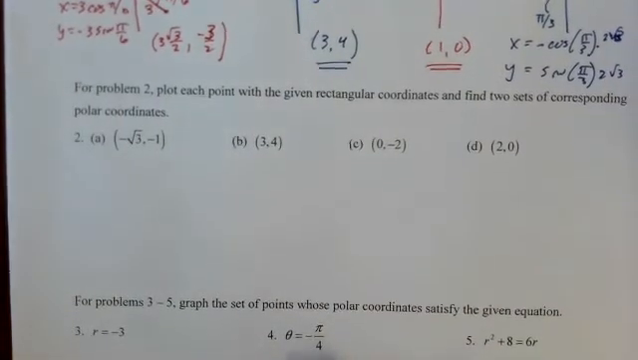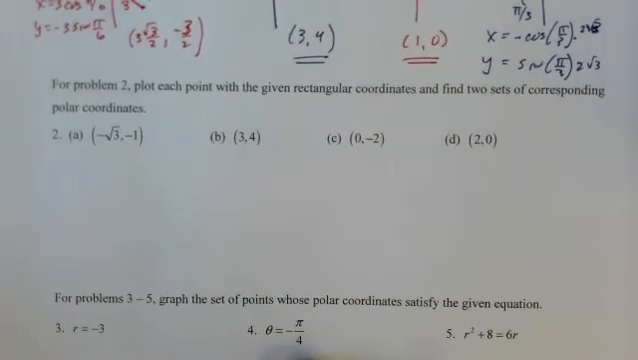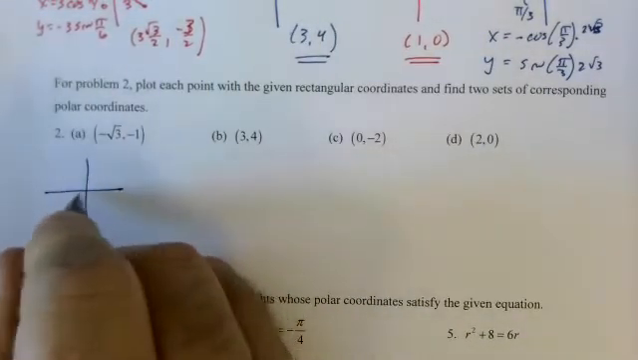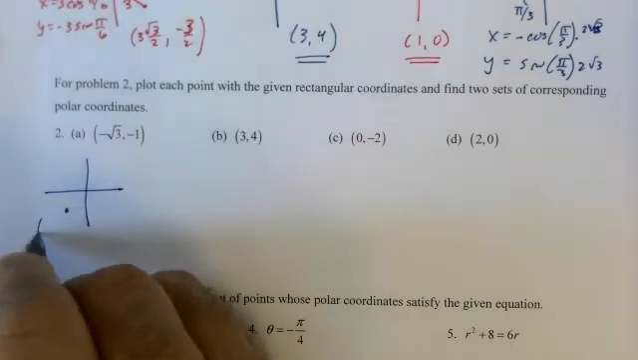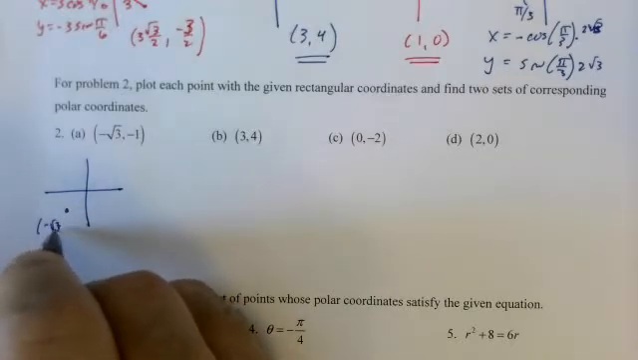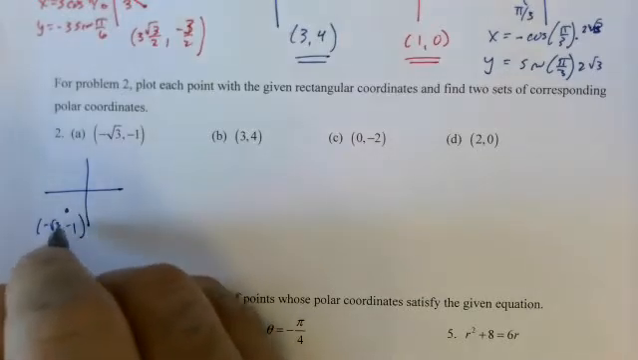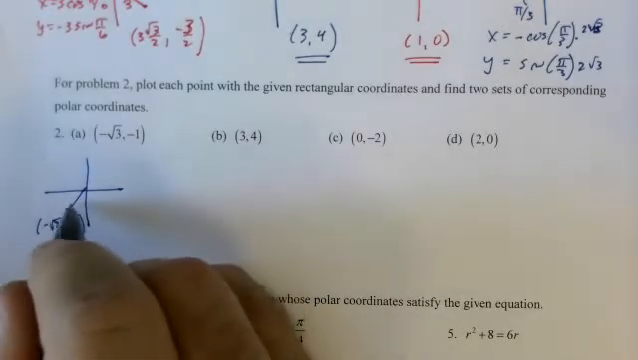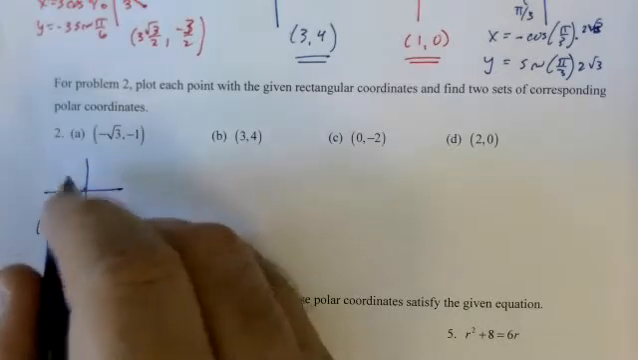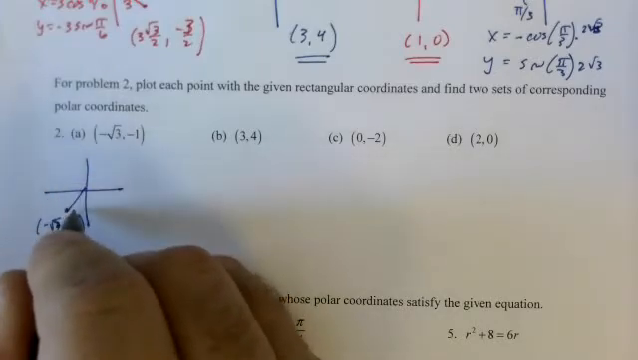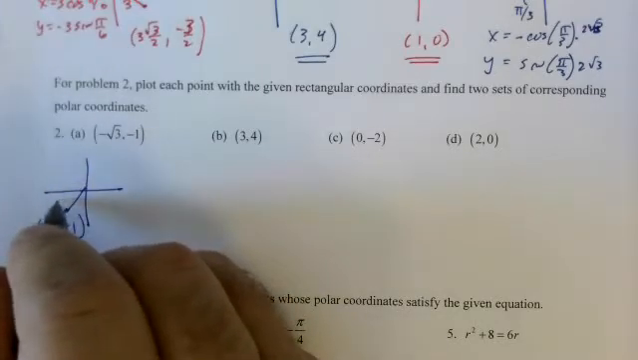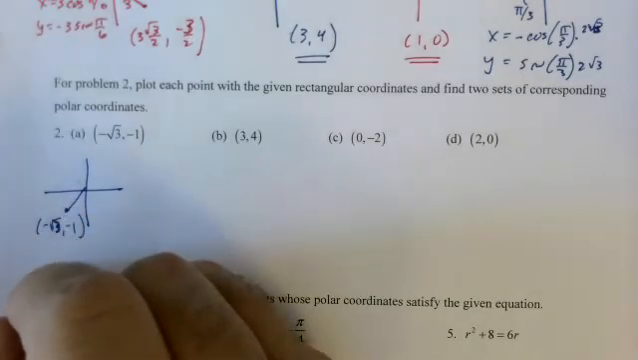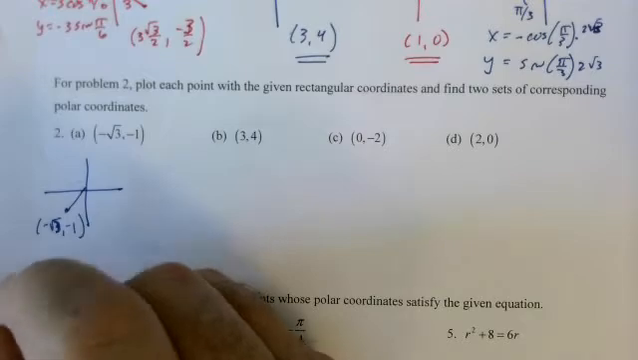Plot each point with the given rectangular coordinates and find 2 sets of corresponding polar. Tricky. Negative root 3, -1. Having a little trouble drawing my 3's today for goodness knows what reasons. Okay, arctangent, well, wait a minute, let me slow down. If this is root 3 and this is 1, that means this is 1/2. No, doesn't work out that way. So it looks like I just have to do it the old-fashioned way.